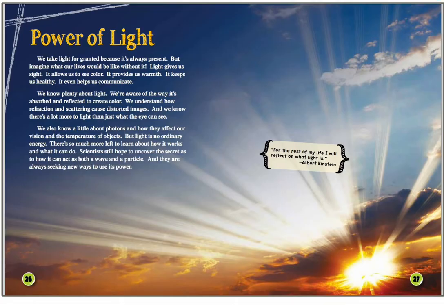We know plenty about light. We're aware of the way it's absorbed and reflected to create color. We understand how refraction and scattering cause distorted images. And we know there's a lot more to light than just what the eye can see. We also know a little about photons and how they affect our vision and the temperature of objects. But light is no ordinary energy. There's so much more left to learn about how it works and what it can do.